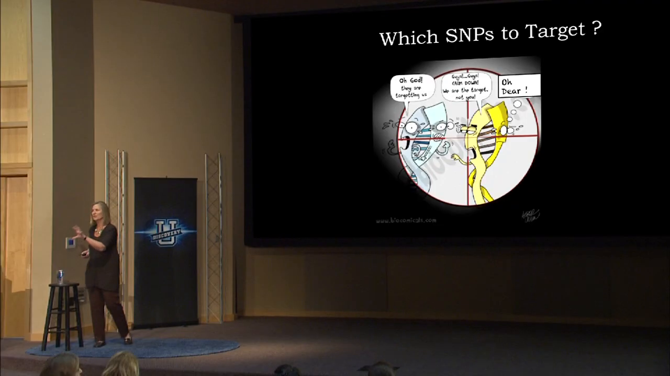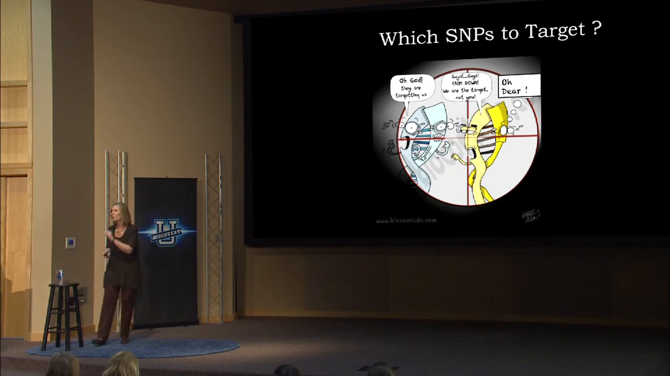I'm going to focus on regions called single nucleotide polymorphisms, or SNPs. There are thousands of SNPs in our DNA, but some of them are more informative than others. So my job is to help figure out which SNPs we should be targeting. But the good news is, I'm not going to have to do this alone. I am going to work with information that's been generated by other researchers.